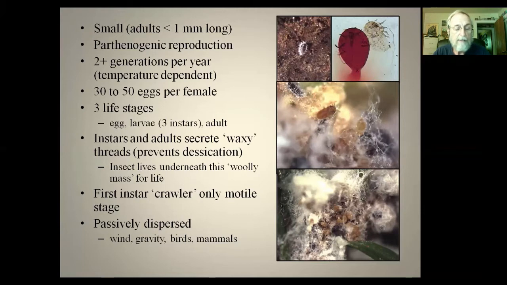I mentioned there are three life stages, the egg, larvae, and the adult, and that the insect secretes this waxy substance that covers the entire insect that you see here, and that prevents the insect from desiccating. The crawler is the only mobile stage, and it is passively dispersed either by wind, birds, or mammals. They do not fly. And so frequently the biggest trees are the ones that intercept the most adelgids and get infested first.